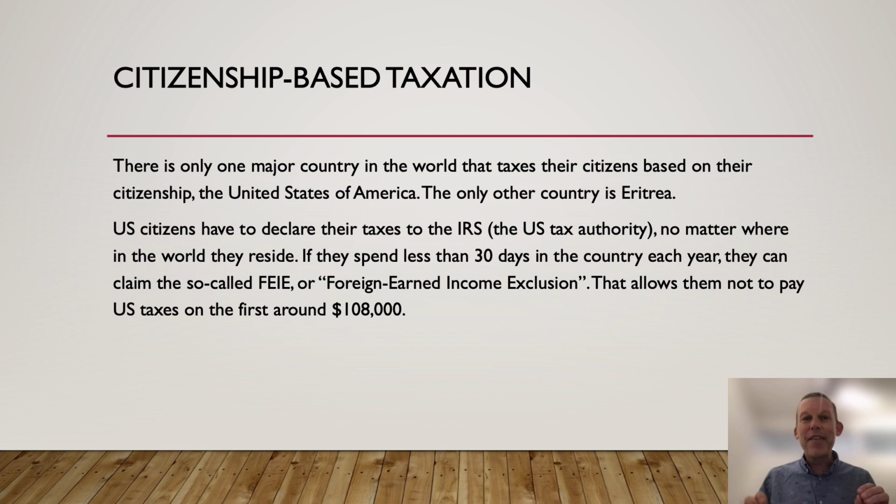There are some tricks around this and some good ones. For me, if I spend less than 30 days in the United States each year, they have what they call the foreign earned income exclusion. This means that I don't have to pay taxes up till I earn $108,000, which so far hasn't been too big of a problem. But it's still based on my citizenship. It's not based on where I am or anything else.